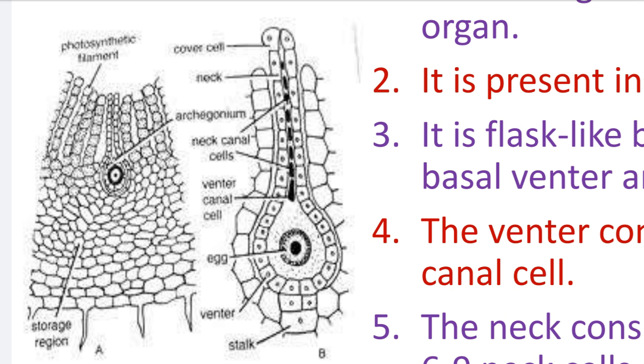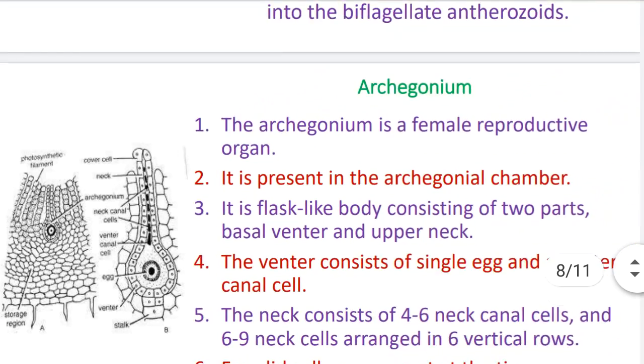This archegonium is a flask-shaped structure present in the archegonial chamber. The basal structure is swollen, called the venter. The upper neck-like structure is called the neck. So the flask-shaped archegonium is made of the basal venter and upper neck; the neck contains the neck canal cells and the venter contains the venter canal cells. At the base of the venter there is an egg, a non-motile female gamete. In young condition the archegonium is covered by the cover cells. So in this way, this is the structure of a matured archegonium.